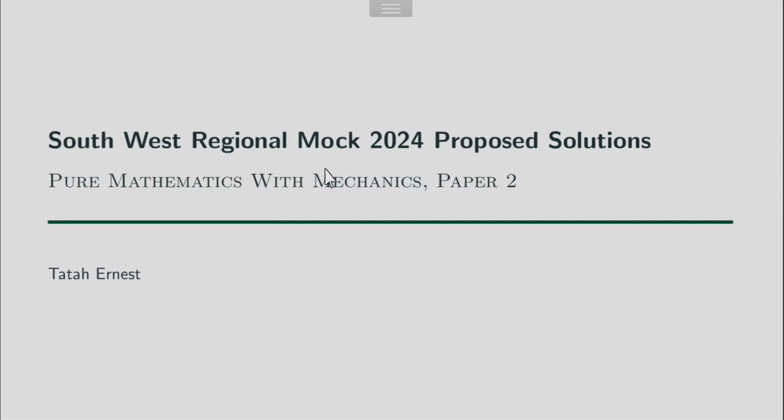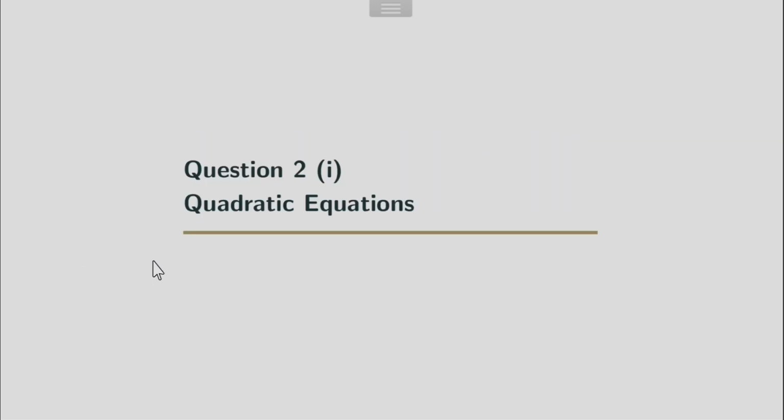Welcome, and we are going to be looking at the Southwest Regional Mock 2024 Proposed Solution, Pure Mathematics with Mechanics Paper 2. I'm responding to a student called Magalian who placed a comment asking me to look at a question on quadratic equations from the Southwest Regional Mock Paper 2. I am Tata NS, and let us begin right away.